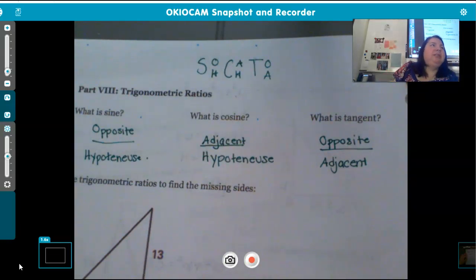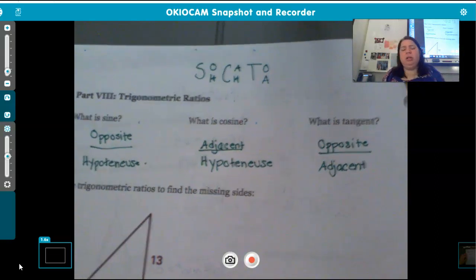What did we say adjacent means? I literally said it like a minute ago. Adjacent means next to. Touching is a side next to. But opposite is not touching. So adjacent is the side next to the reference angle, touching the reference angle.